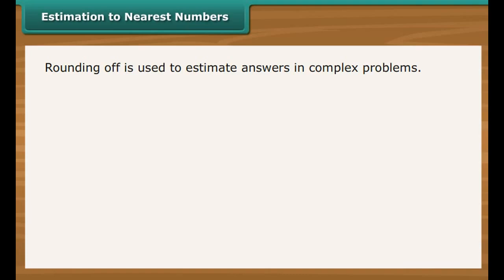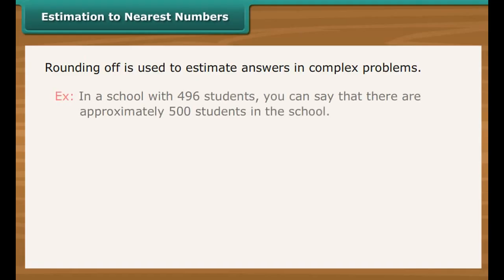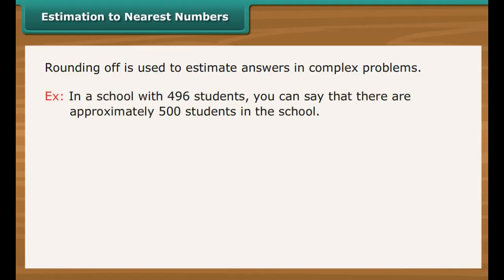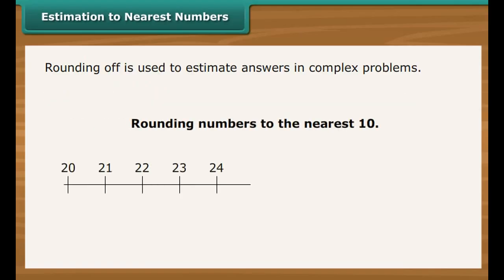Estimation to nearest numbers. As we come across large numbers, performing calculations on them becomes complex. To avoid the complexity, estimation or rounding off is used. For example, in a school with 496 students, you can say that there are approximately 500 students in the school. Rounding numbers to the nearest 10 means finding which 10 they are nearest to.